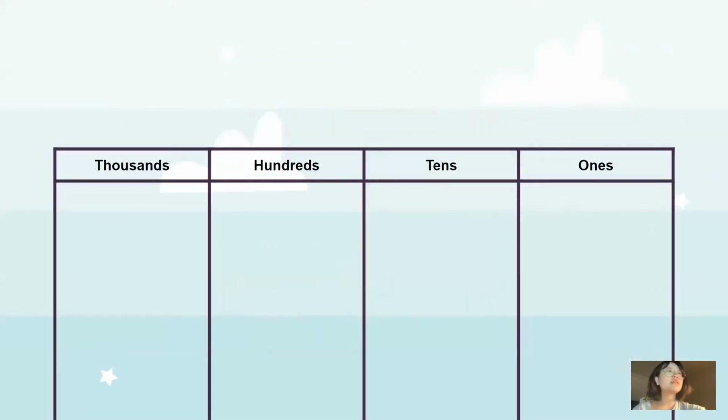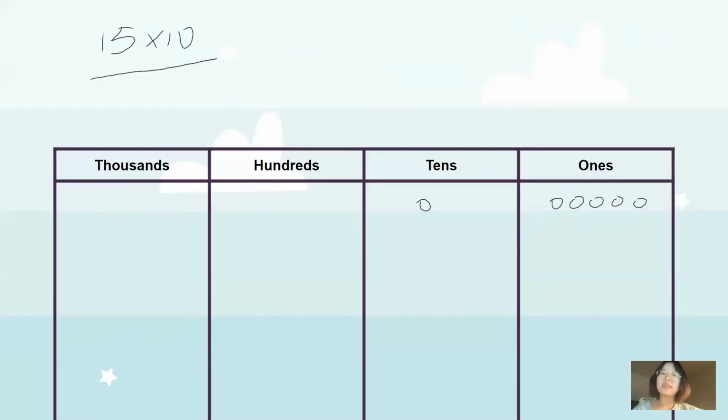Okay, and let's see this one right here. 15 times 10. So let's represent 15 in the place value chart first. So we have 1 ten and 5 ones. So how are we going to represent 15 times 10?